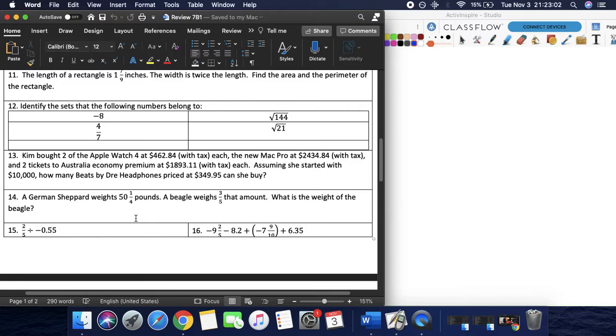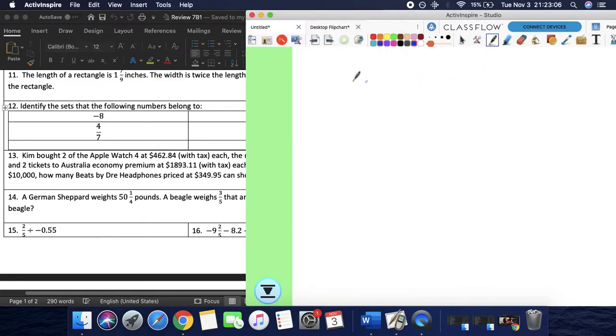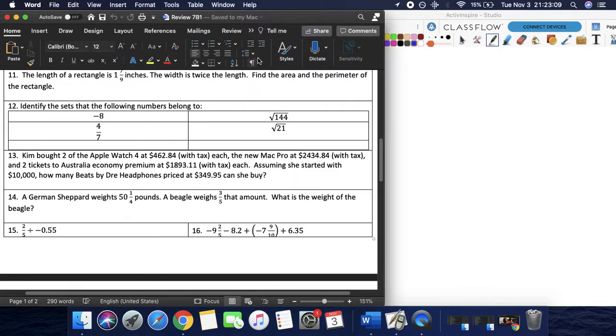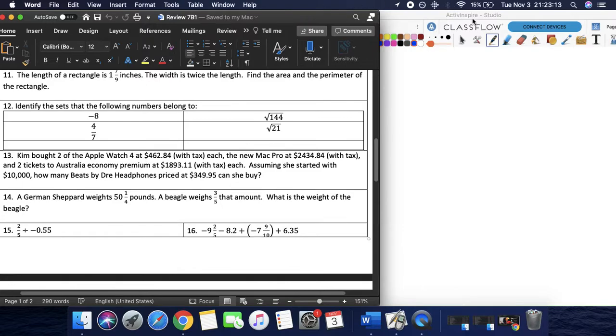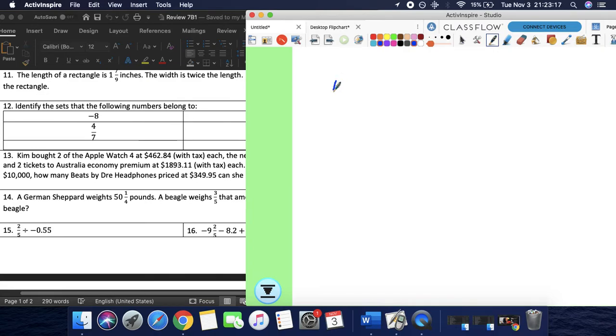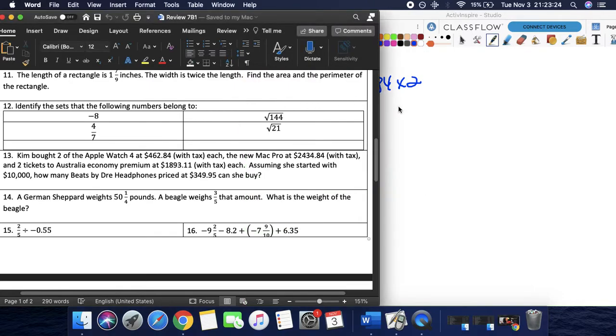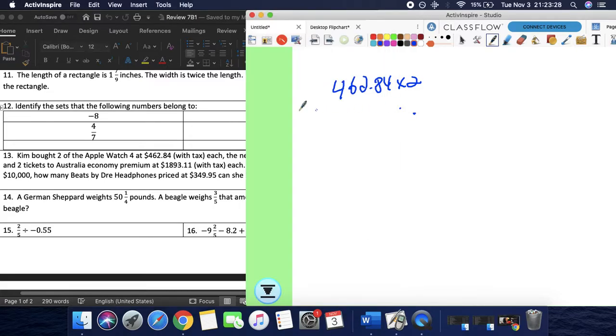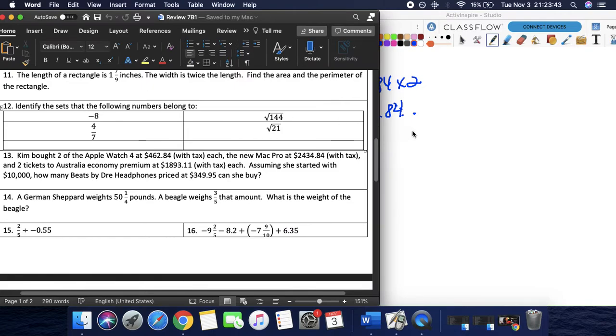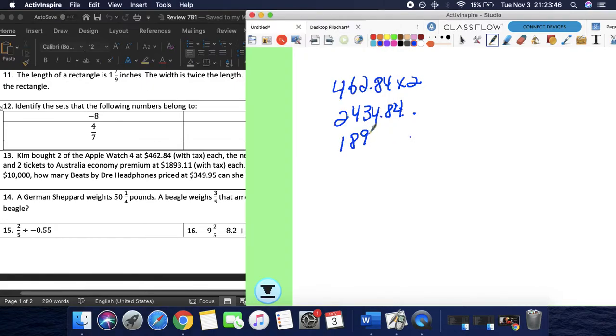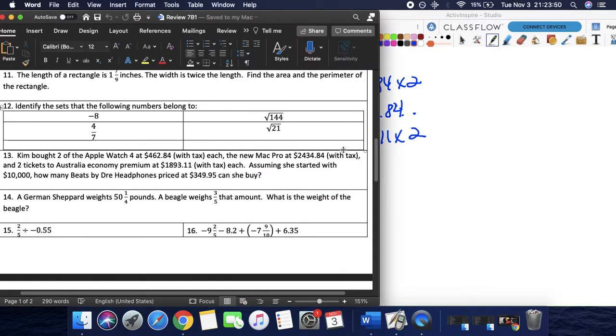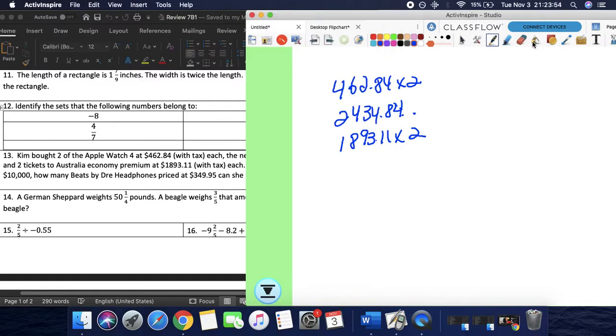Number 13 is just adding a bunch of decimals, and multiplying. So here we have Kim bought 2 of the Apple Watch 4. So 462.84 times 2. What else did she buy? A MacBook Pro, 2434.84 for the Mac. 2 tickets to Australia, each 1,893.11, times 2. And she started with 10,000.